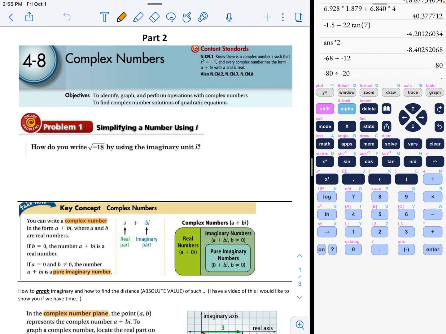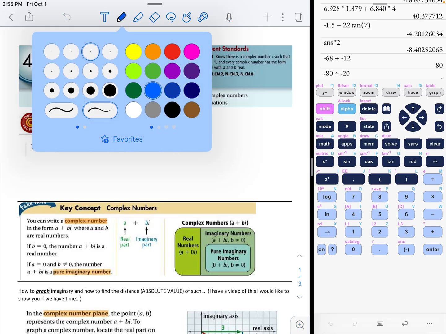All right, we're going to go ahead and move into 4-8, part 2. We're going to review some things we learned in part 1 quickly, but then we're really going to focus in on the new items. Part 1, problem 1. So we're diving into our complex numbers. We have some more imaginary stuff going on.